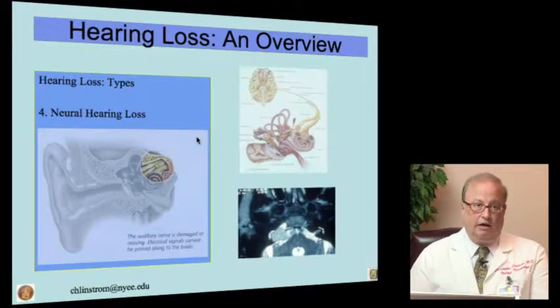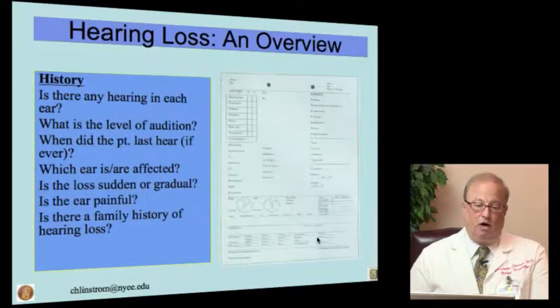Finally, we have neural hearing loss. So that's a retrocochlear cause of hearing loss, usually affecting the area of the eighth cranial nerve. And a good example would be acoustic neuroma. In this picture here, we have a T2 weighted MR axial view, and on the right side we have a very large benign growth, an acoustic neuroma. The left side is the normal counterpart. So that would be a neural cause of hearing loss.